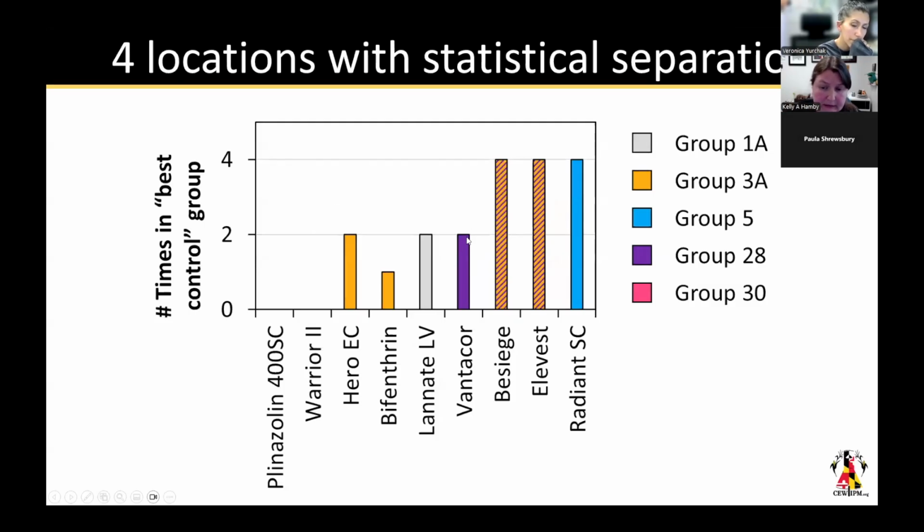You can see Besiege, Elevest, and Radiant, in all 4 of those trials where we were able to get separation, they fell into the best control group. And then there's this next group of insecticides, with Hero, Lanate, and Vantacor, that about half the time were in the best control group. Warrior was never in the best control group, and neither was that new insecticide.